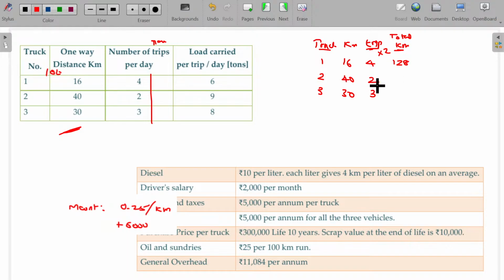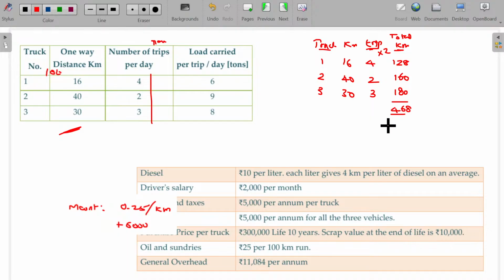So 40 into 2, 80 into 2, 160. And 30 into 3, 90 into 2, 180. And overall 468 kilometers driven per day.